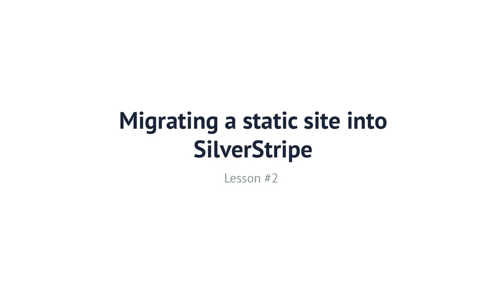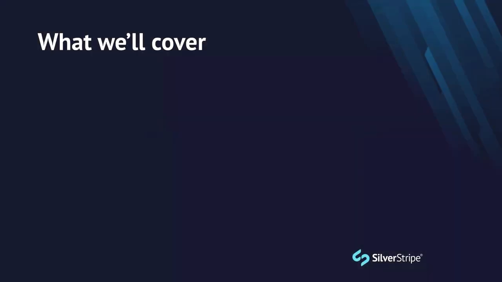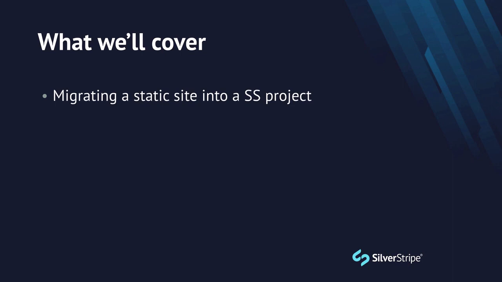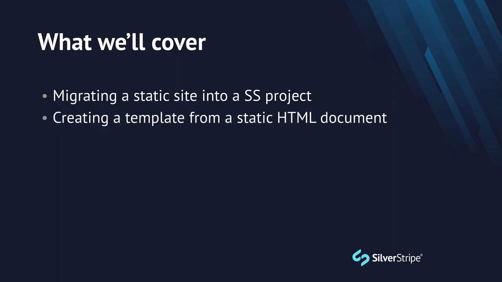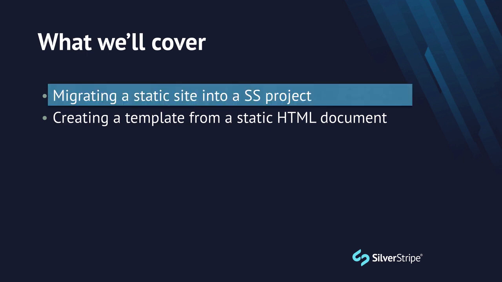In this episode, we're going to be talking about how to migrate a static site into a SilverStripe project. And at the end of it, we're going to have a custom SilverStripe template that has been brought over from just plain HTML. So you might wonder why we're doing this exercise. Well, CSS and JavaScript and HTML, they're all sort of a common ground. And so we're starting with something that we understand.